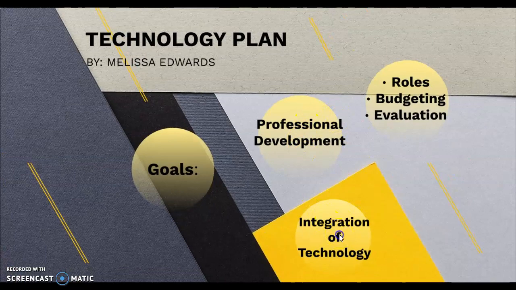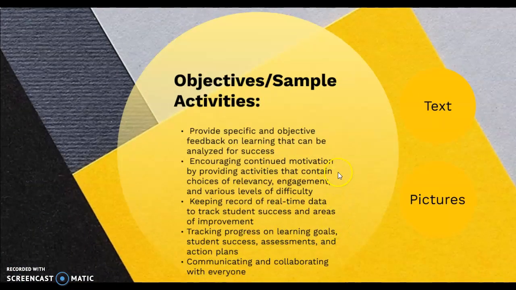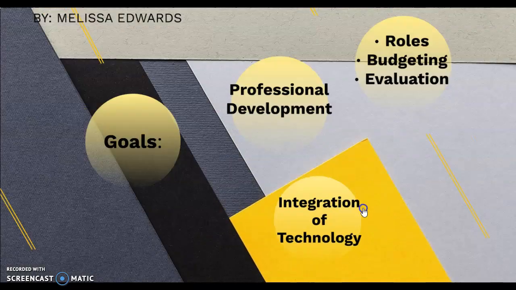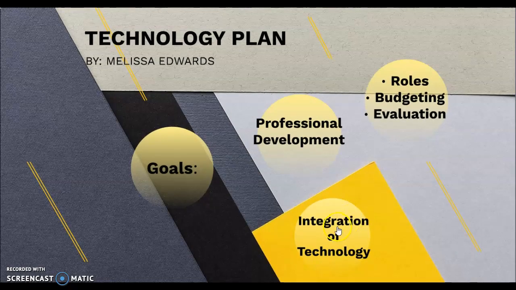Okay, integration of technology. The objectives or sample activities of integrating the technology will be to provide specific and objective feedback on learning that can be analyzed for success, encouraging continued motivation by providing activities that contain choices of relevancy, engagement, and various levels of difficulty, keeping record of real-time data to track student success in areas of improvement, tracking progress on learning goals, student success assessments and action plans, and communicating and collaborating with everyone. So these will be key activities to make sure that the technology is integrated correctly.